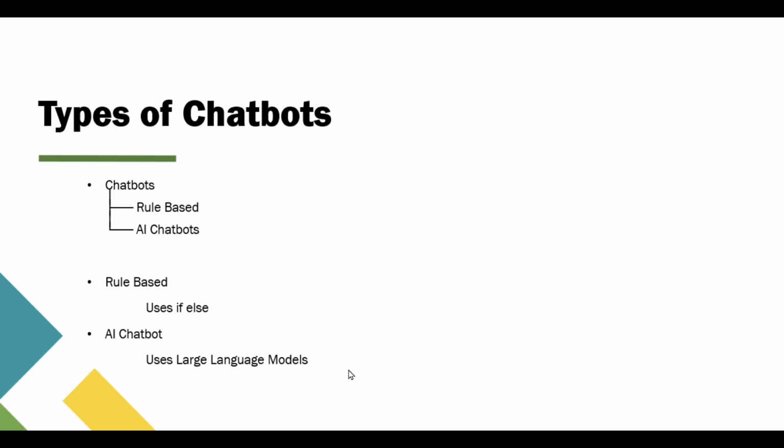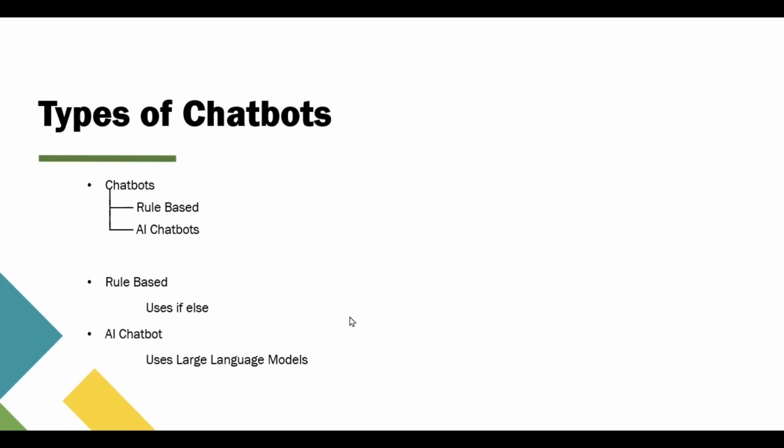AI chatbot. An AI chatbot is an artificial intelligence chatbot. It is a software application that can understand human language, process user questions, and generate intelligent responses using artificial intelligence and large language models. They do not rely only on predefined answers. They understand the meaning of the question and generate a new response based on what the user asks.